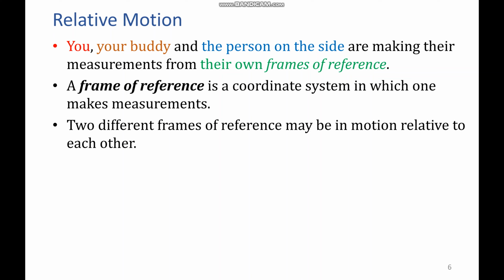It's also important to note that two different frames of reference may be in motion relative to each other, just like we saw. So we've got our example here. Maybe you have your frame of reference on the page. Then you've got your little snail friend. He just rolled right on by. He's got his own frame of reference, right? They're interacting together, but you're going to see different things. You're going to see that snail's motion a little differently.